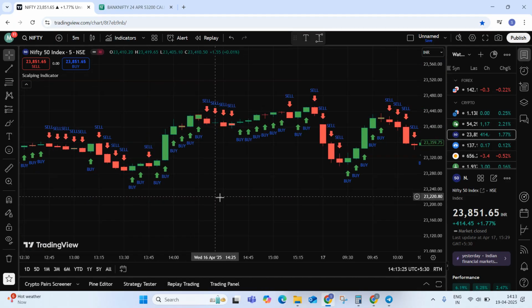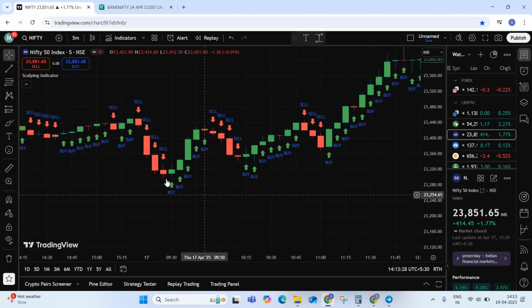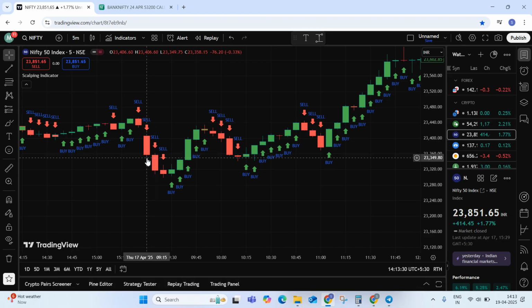Okay, so this is 17th April. See here, at 9:15 it generated a sell signal. So whenever the next candle breaks this signal candle's low value, then we will enter into a put option and we will trail this one. Okay, so we will exit at this point because this current candle breaks the previous candle's high value. So this trade has been closed and we will wait for the next signal.